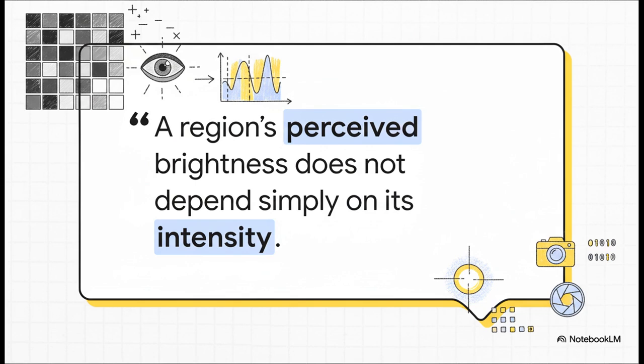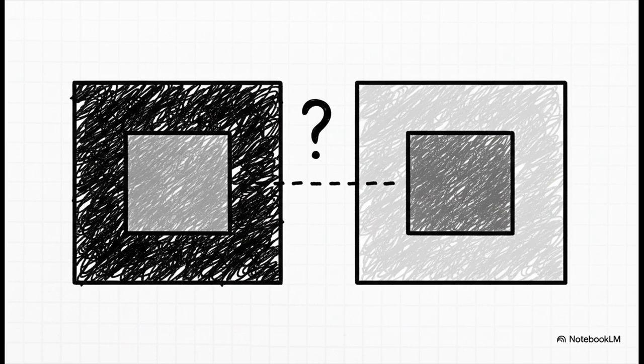And this quote from our source material just nails it. What you think you're seeing isn't always what's actually there. The context, the stuff surrounding an object, can completely change how you perceive it. And this illusion shows it perfectly. Now, I know it's hard to believe, but I promise you, every single one of those inner squares is the exact same shade of gray.